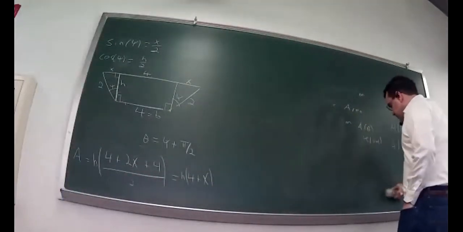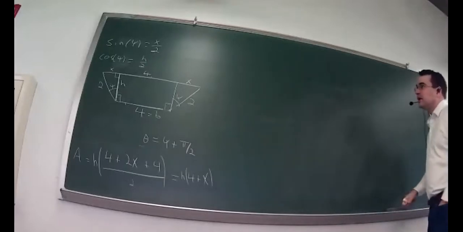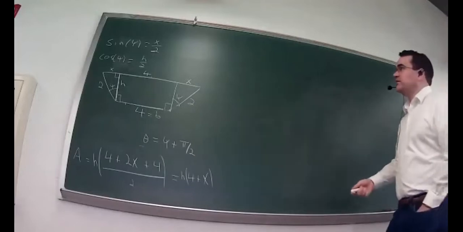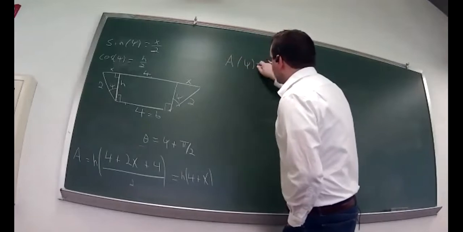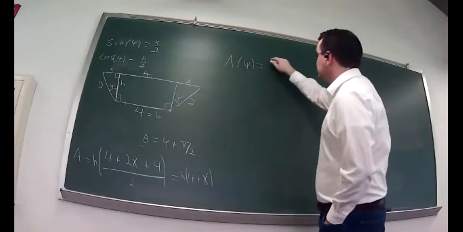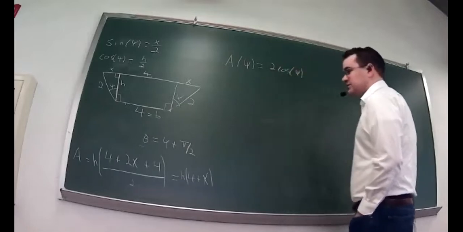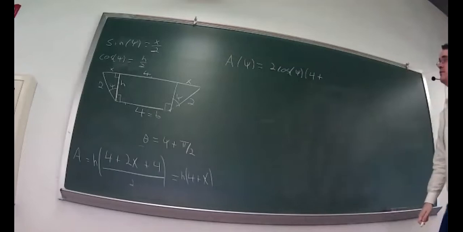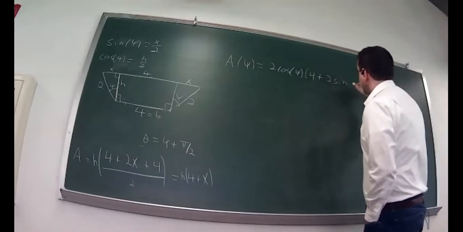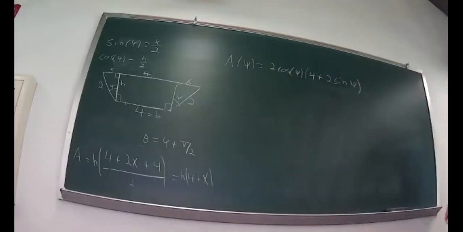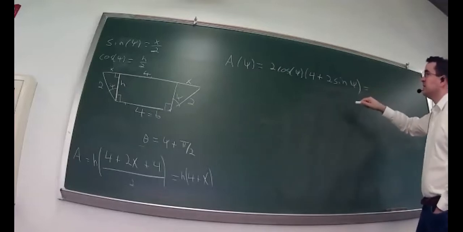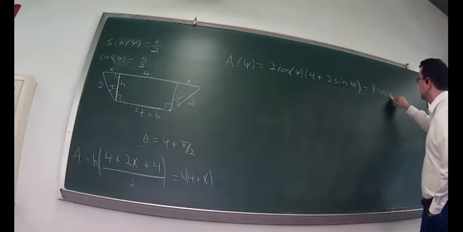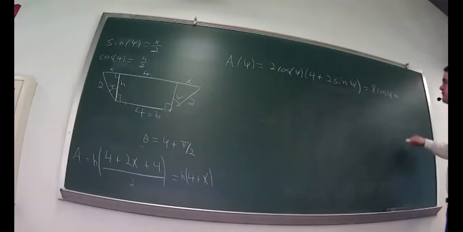So if I want a formula for area in terms of that single angle, it appears to me that I'll be able to write A of psi is equal to h, which is 2 cosine psi, times 4 plus x, which is 2 sine of psi. And you can multiply this out if you like. So this is 2 times 4 is 8 cosine psi plus 2 times 2 is 4 cosine psi times sine psi.